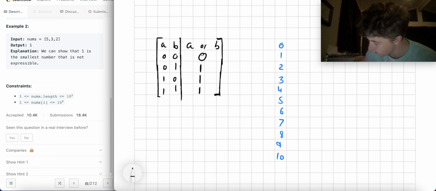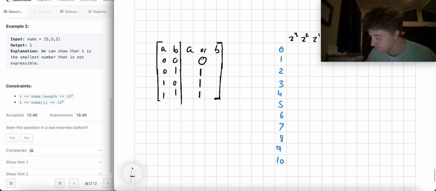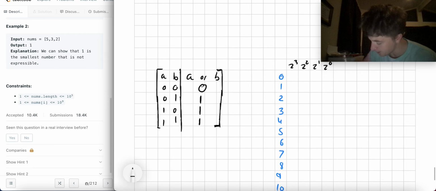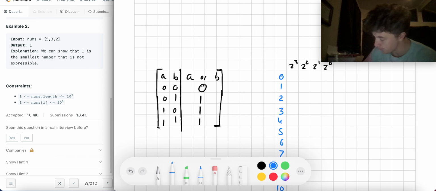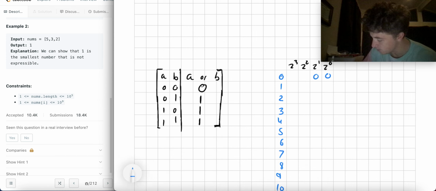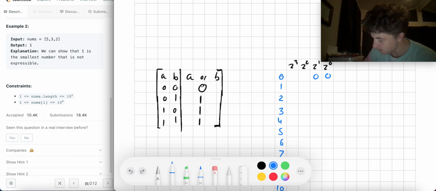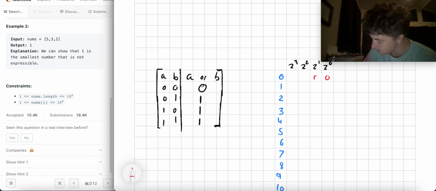So going back to grade school or an intro to computer science class, when we talked about binary representations of numbers, what we can do here is represent them using their bits by saying, well, 0 is 0 times all these things. 1 is 1 times 2 to the 0, 0 times 2 to the 1, plus 0 times 2 to the 2. 2 is 1 times 2 to the 1. 3 is 2 to the 1 plus 2 to the 0, right?